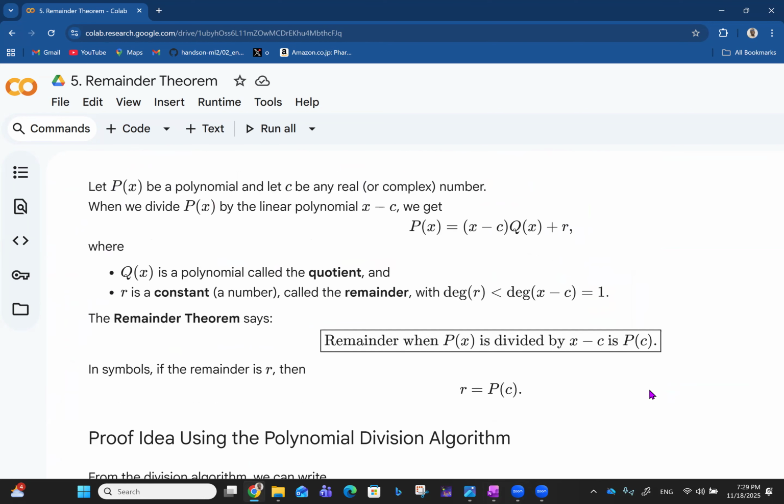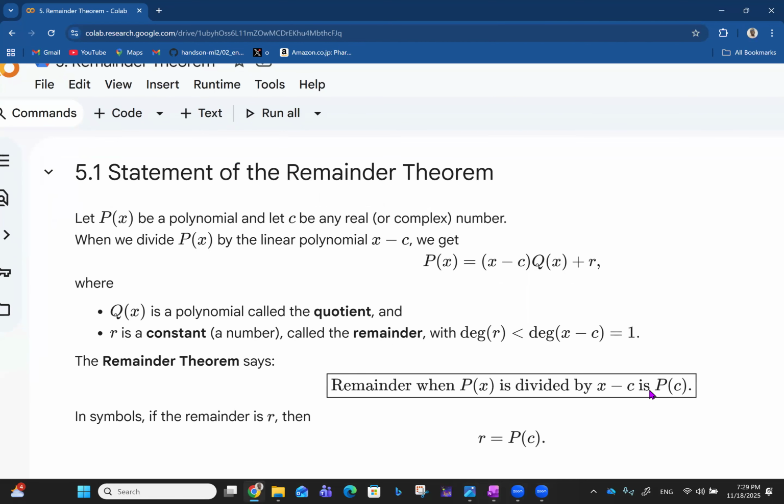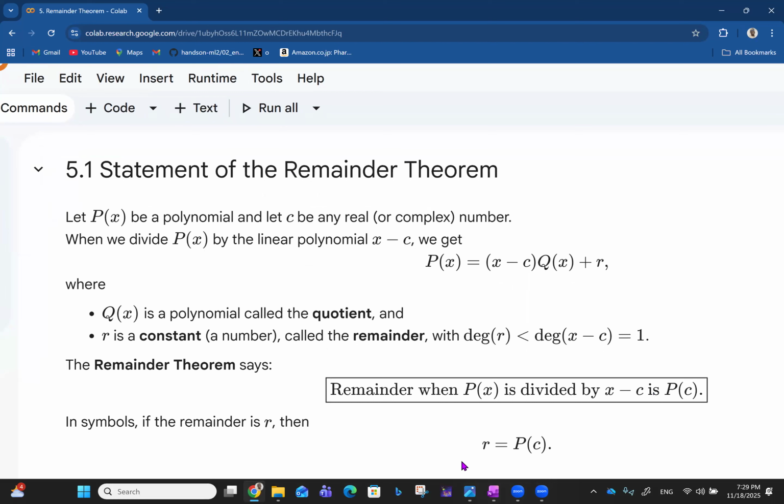So let's talk about the statement of the remainder theorem. Let P of x be a polynomial and let c be any real or complex number. When we divide P of x by the linear polynomial x minus c, we get, just like what we did when we talked about division, P of x equals the divisor multiplied by the quotient plus the remainder. We've done that quite a couple of times.